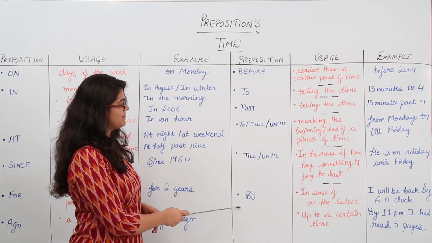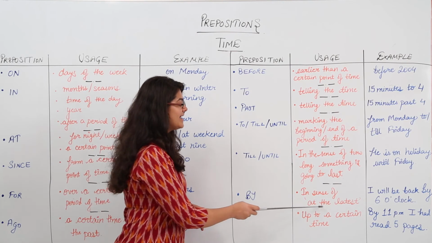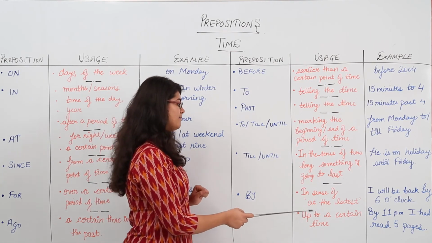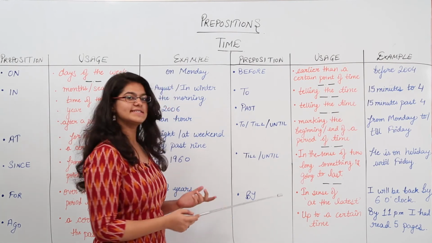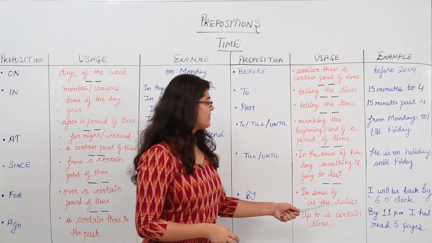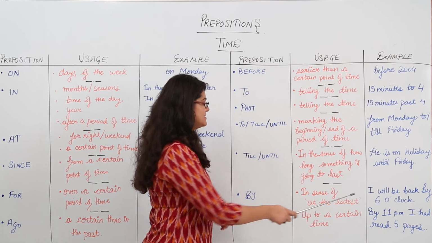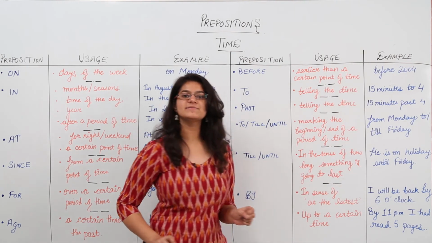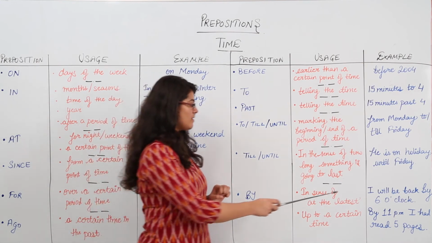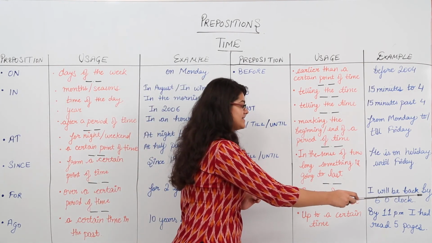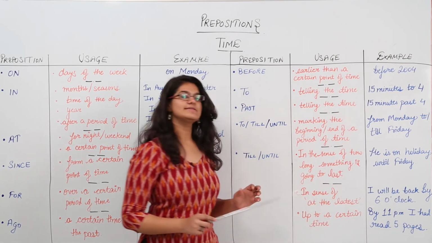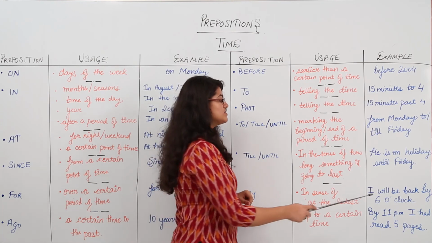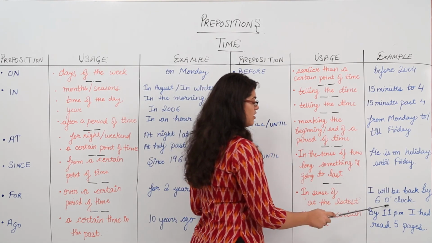Next is by. By in sense of at the latest. At the latest means as soon as and up to a certain time. So we will see the examples. I will be back by 6 o'clock. In this sentence it is being used in the form of at the latest. Now let us replace by with at the latest here. I will be back at the latest 6 o'clock. That means maximum by 6 o'clock I will be back. So I will be back by 6 o'clock.